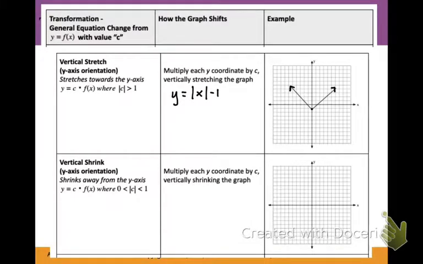So graph that on your note sheet. So that's just the parent absolute value that's been shifted down 1. Now what we need to do is, if we're going to stretch it, we need to multiply by a number that's greater than 1. And we multiply the entire output, the entire function.